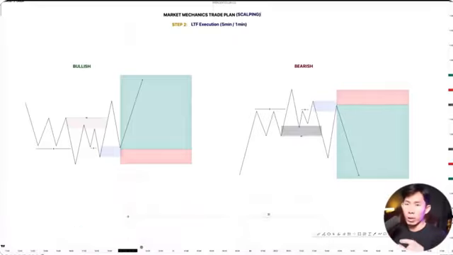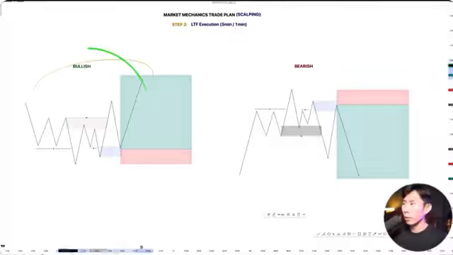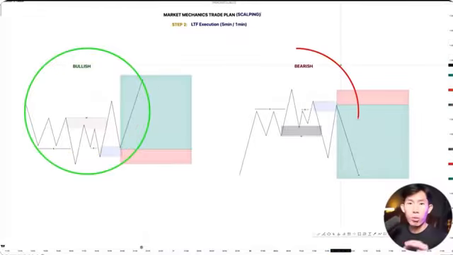So when price steps into a demand zone in the bullish scenario or a supply zone in the bearish scenario on the 15-minute time frame, that is where you can drop down to your lower time frame, which is the 5-minute time frame, and you look for this pattern or this pattern right here.